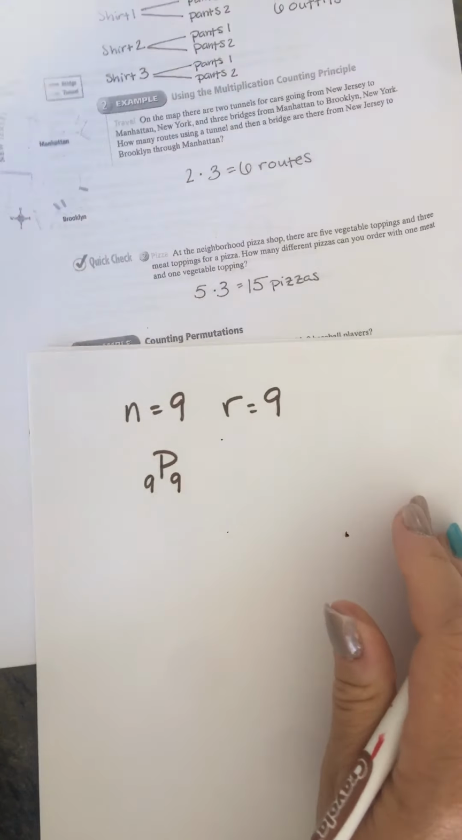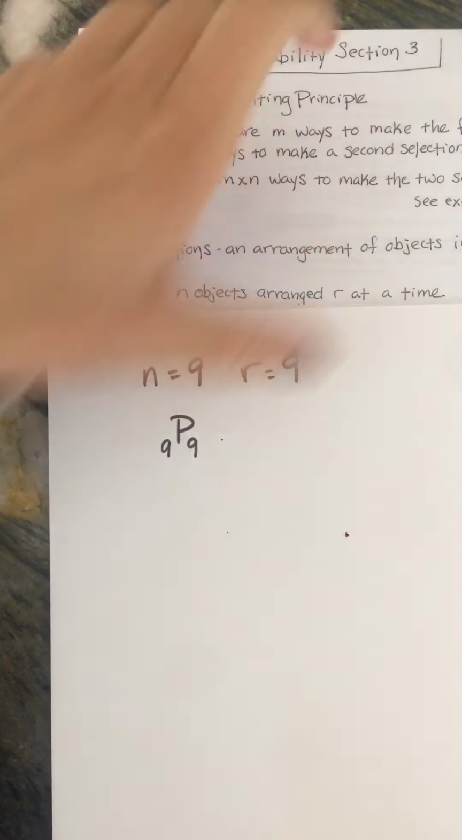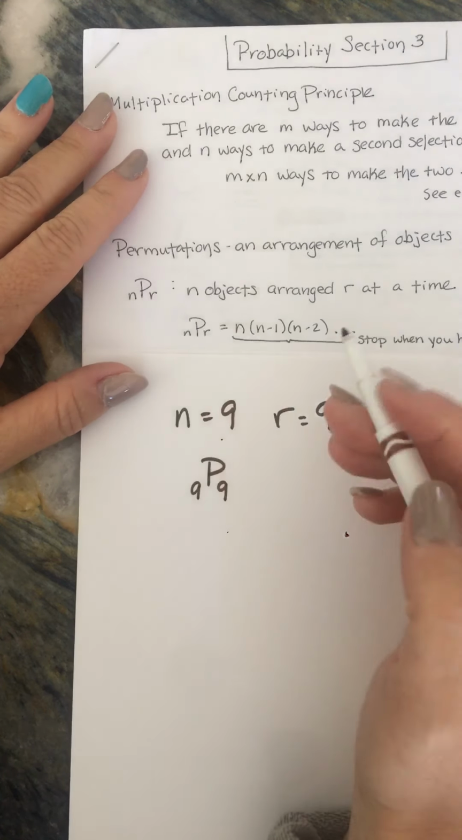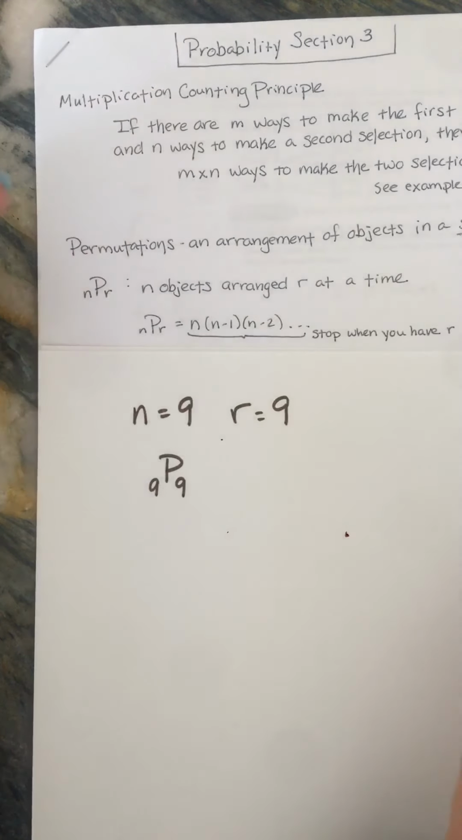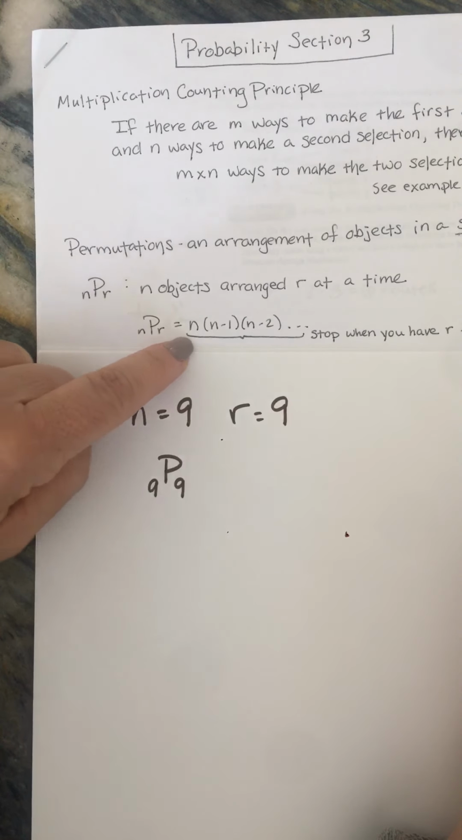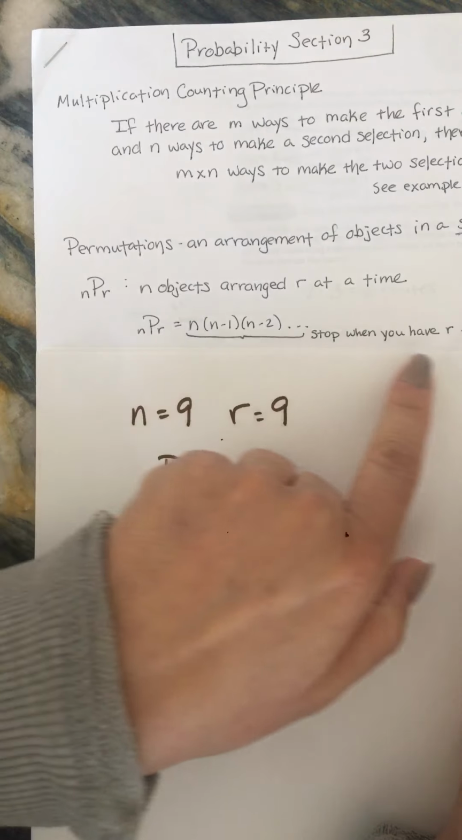Okay, so back to our notes. So we have N objects arranged R at a time. So in this case, we did 9P9. So what does that mean? Permutation is an operation. It means we're doing something. So we're going to have N times N minus 1 times N minus 2, on and on and on until you get all the way to the end.